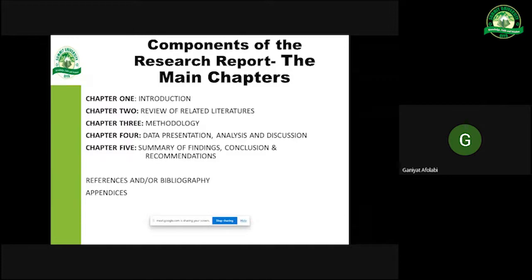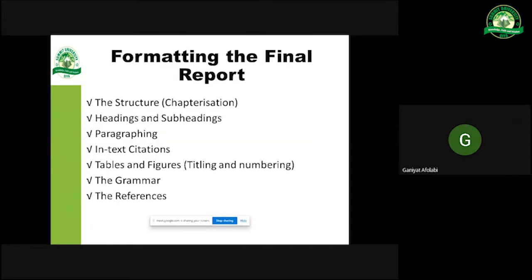The methods that you are going to use in solving your problem can be stated here briefly. While chapter 4 will be data presentation, analysis, and discussion. And chapter 5 will have the summary of findings, conclusions, and recommendations. And you can have your references, bibliography, and the appendices might follow later after the chapter.